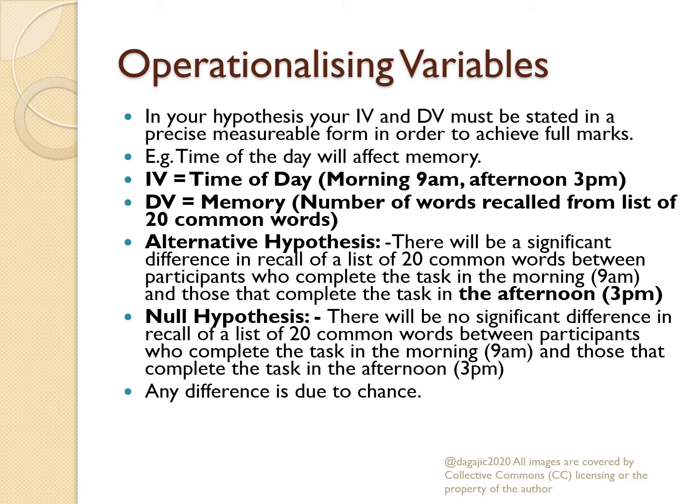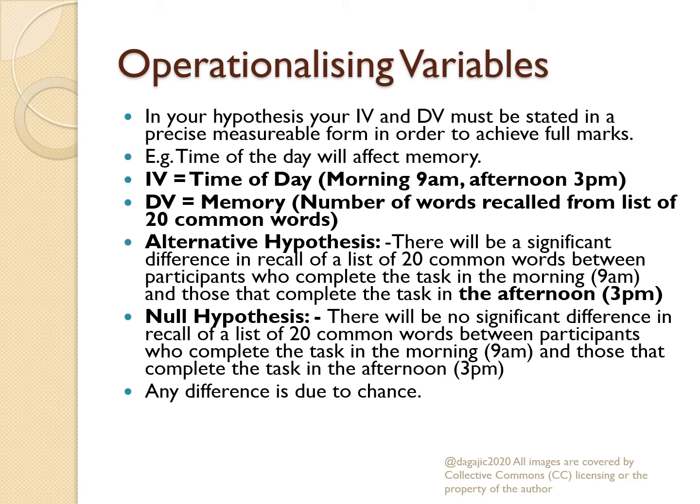We can then put those IVs and DVs into our alternative hypothesis, also known as the experimental hypothesis, which is our prediction of what we expect to happen. In this case, there will be a significant difference in the recall of 20 common words between participants who complete the task in the morning, 9 a.m., and those that complete the task in the afternoon, 3 p.m. So we've had a non-directional hypothesis. We haven't specified which group we expect to remember more words. That actually is good practice unless there's been previous research. So always use a non-directional hypothesis unless there's been previous research.